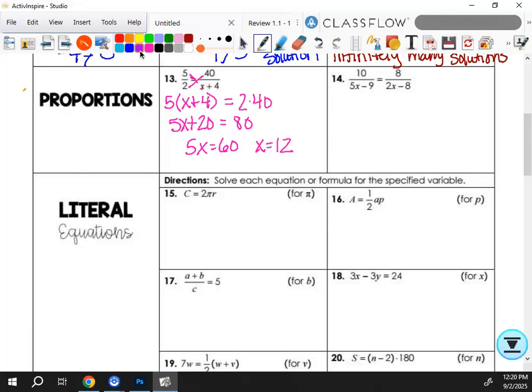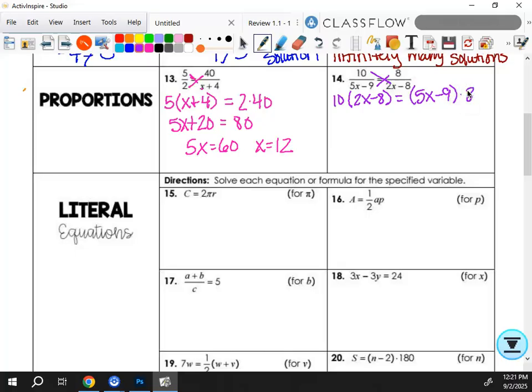Okay. So if I model it exactly like 13, then I would do 10 times 2x minus 8 equals. Now, if you wrote yours differently than mine, it doesn't mean you're wrong. You don't have to erase. But if I'm going to do 10 times this, and then I'm going to go this way, then I would have 5x minus 9 times 8.